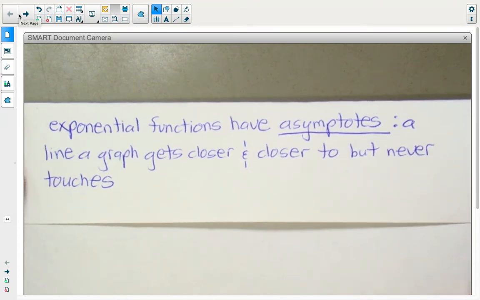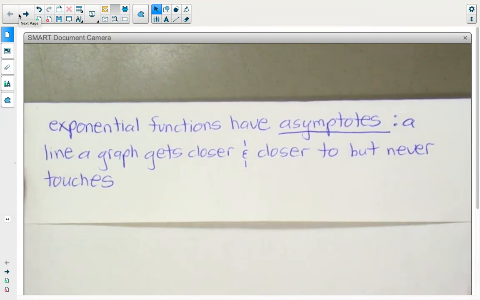So exponential functions have asymptotes, meaning there is a line that the graph will get closer and closer to, but never touch. Think back to what I was just doing on Desmos, how the y value was getting smaller and smaller, but it will never be 0. So there'll be some line that this type of function gets close to, but never touches. So that is called an asymptote.